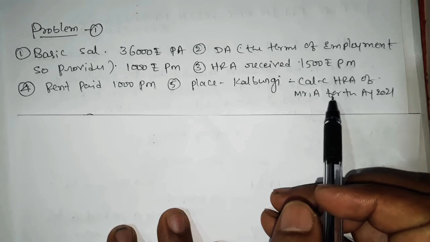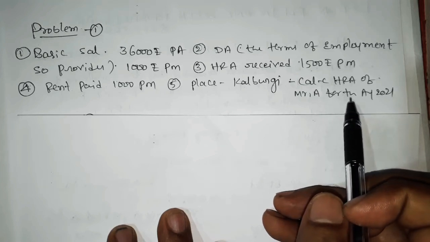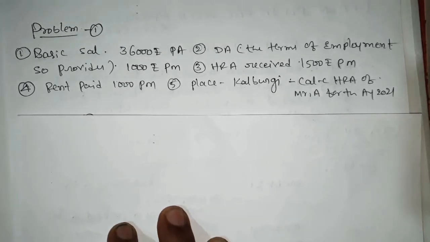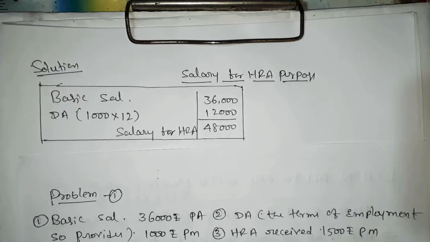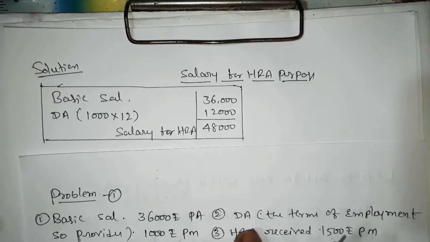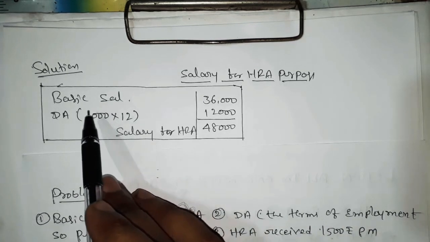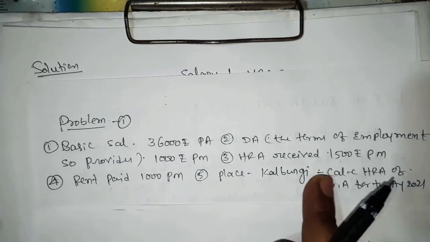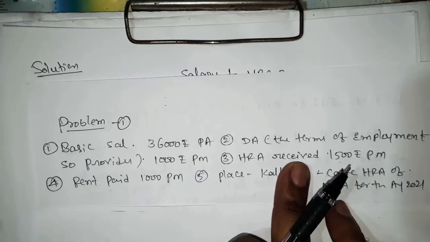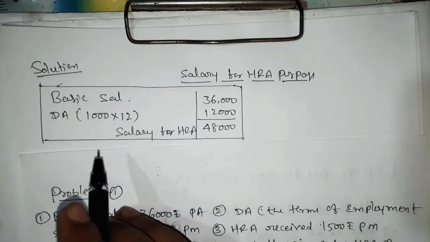Calculate the HRA for the assessment year 2021. We will go for the solution. First, the salary for HRA purpose. I have already explained the format of how to calculate the HRA. For the HRA, we take the basic salary, DA and commission. In this problem no commission has been provided, so we should not take any commission here.